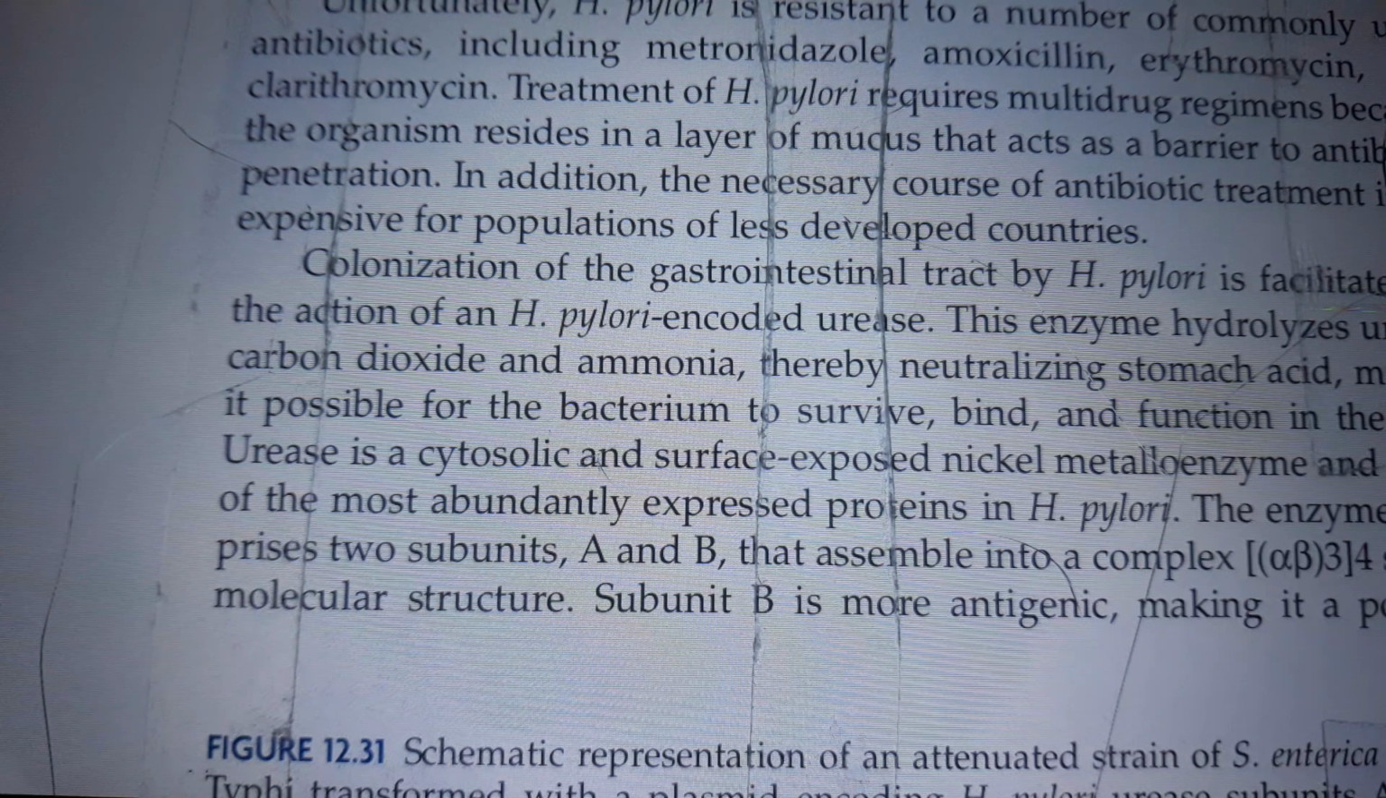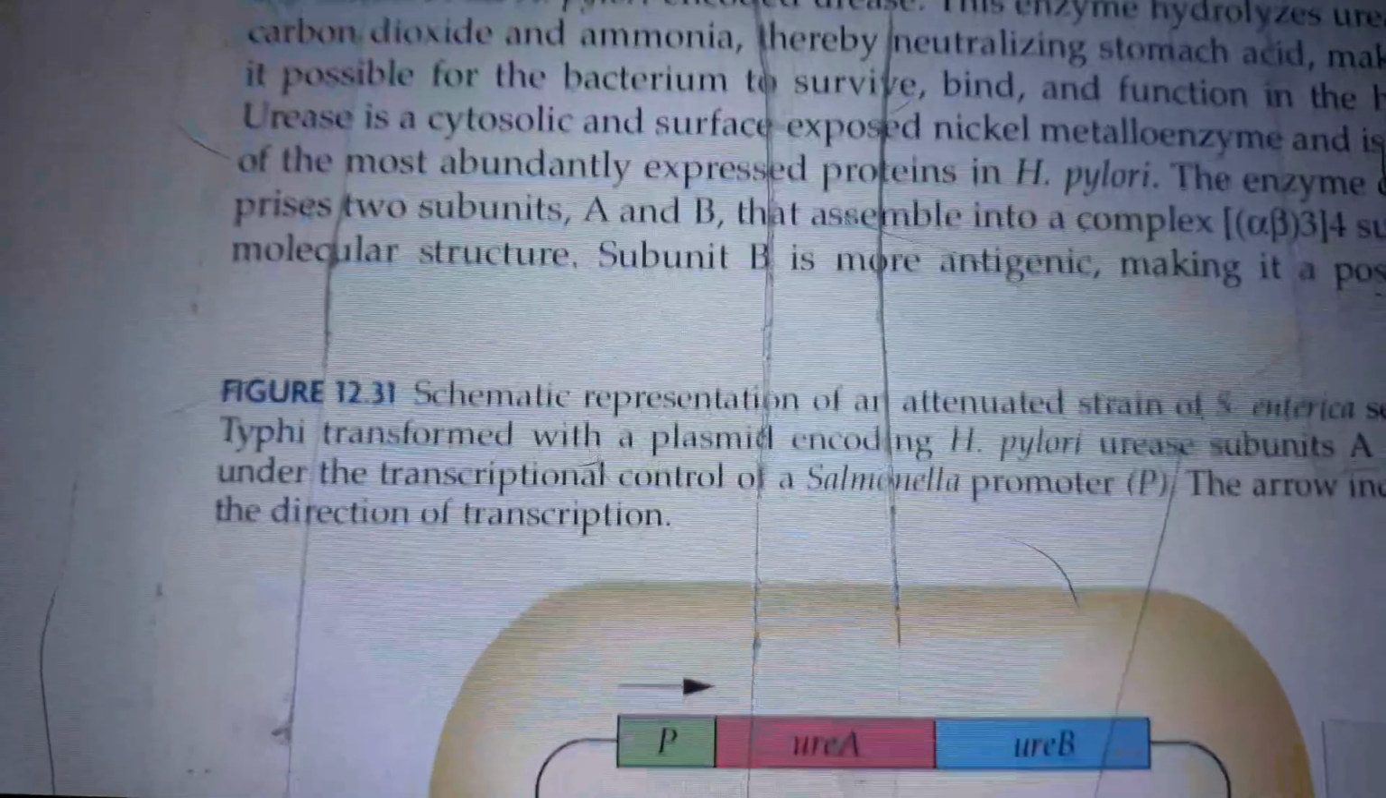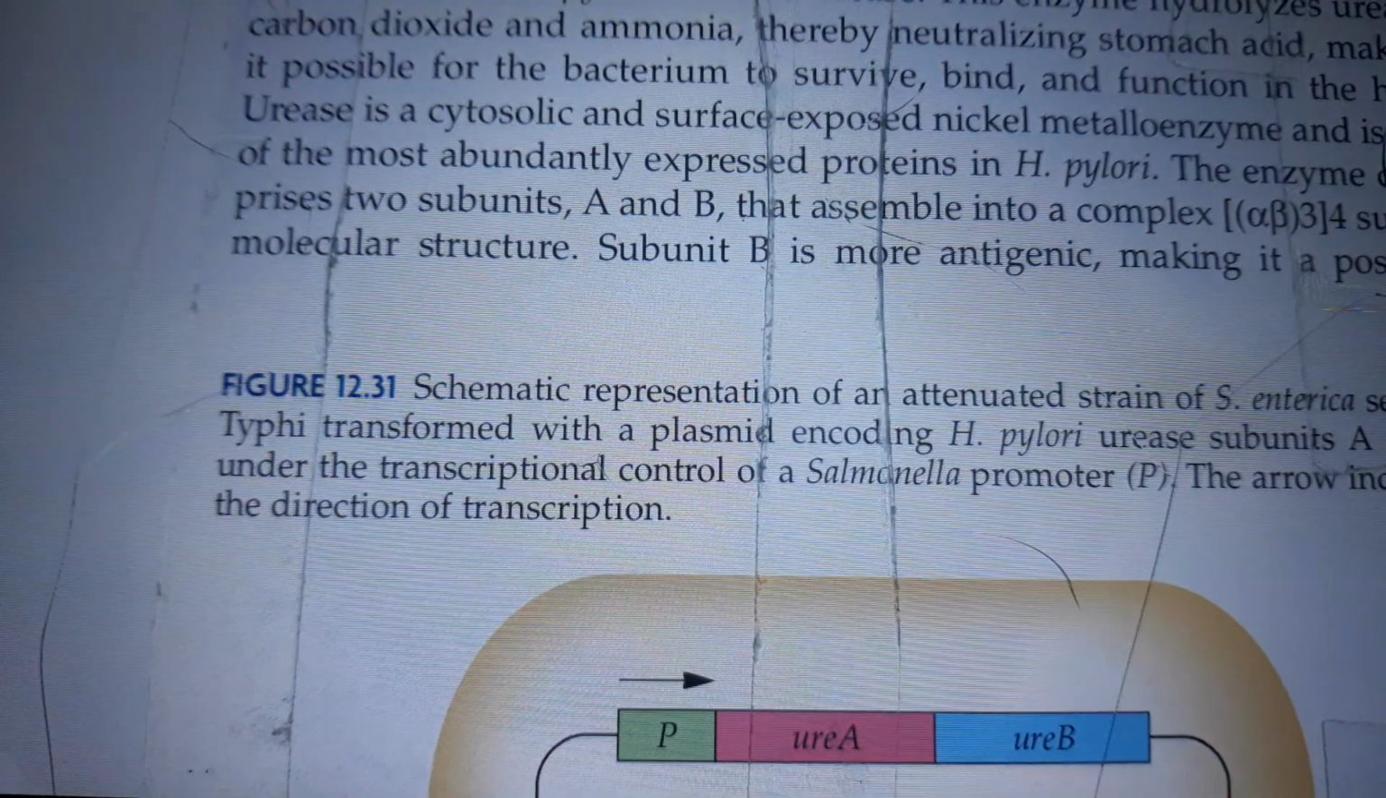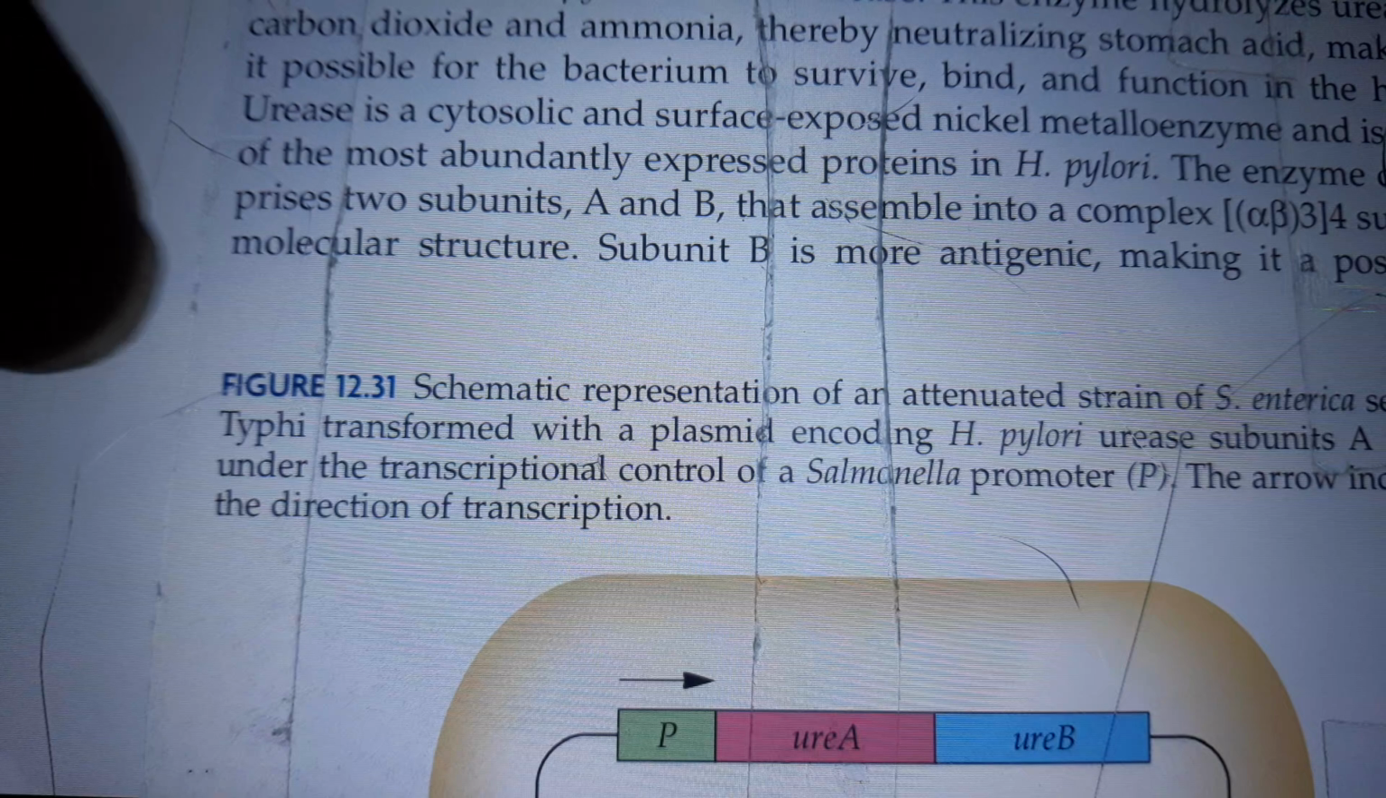Urease is a cytosolic and surface-exposed nickel metalloenzyme and is one of the most abundant expressed proteins in H. pylori. The enzyme comprises two subunits, A and B, that assemble into a complex (alpha-beta)3-4 supramolecular structure.